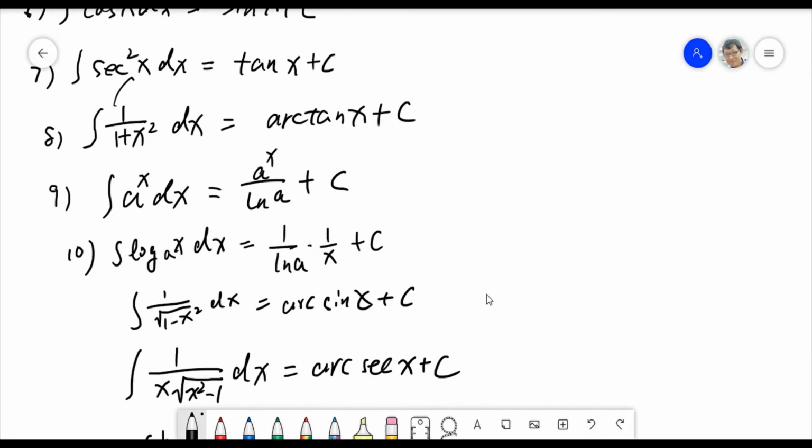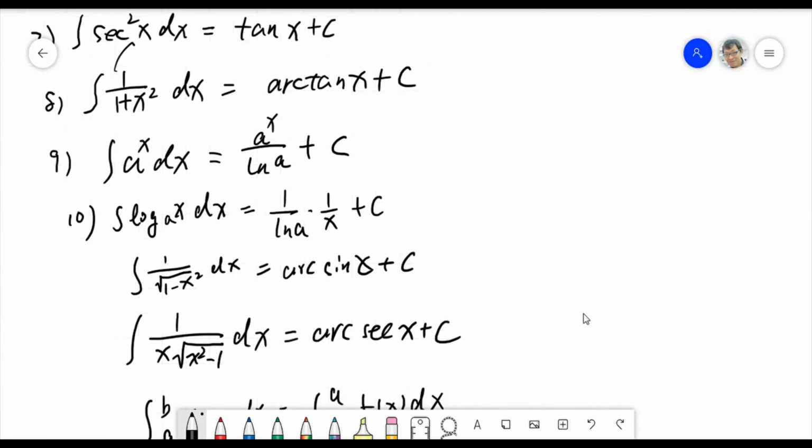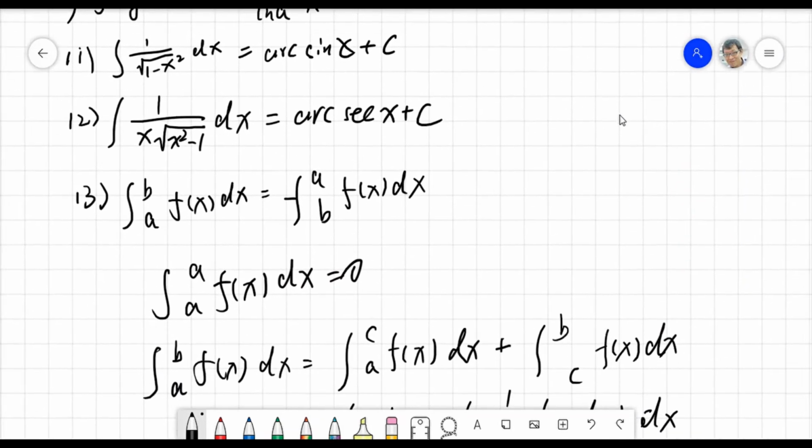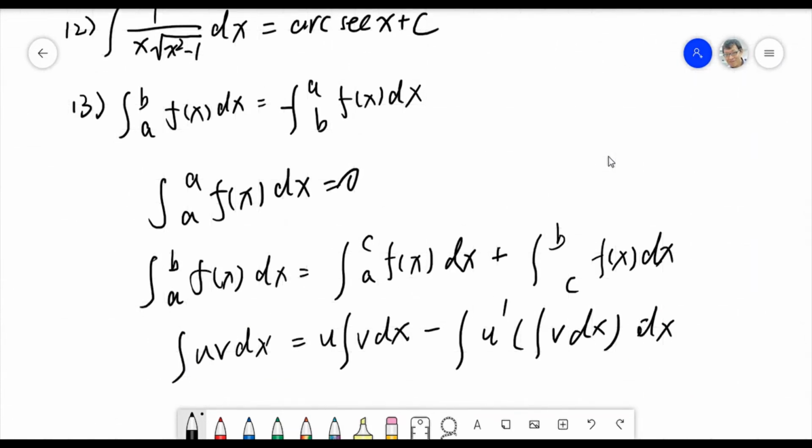Okay, just remember. And then number 11 and number 12 and number 13. In fact, I have 16 in total, I think. Yeah, so number 14, 15, 16. Yeah, I'm right.